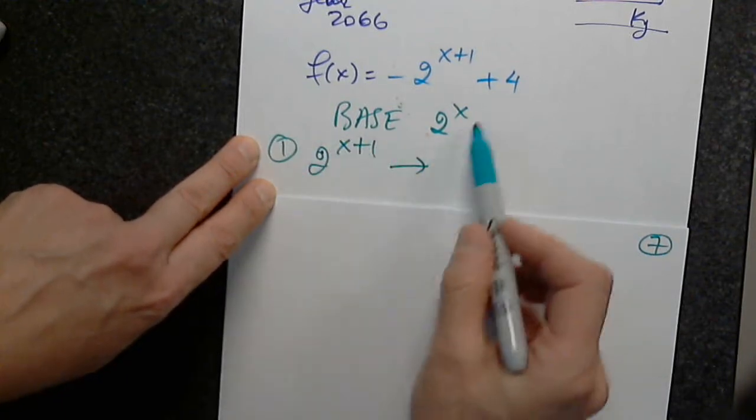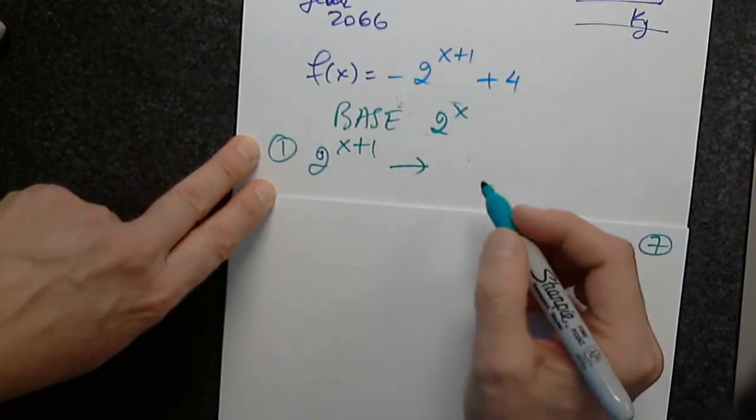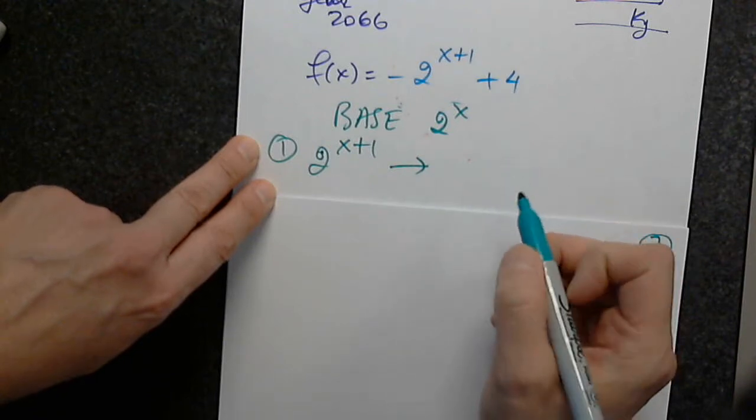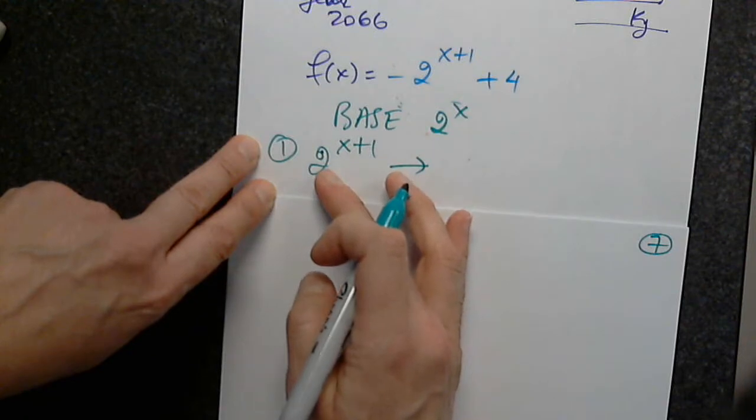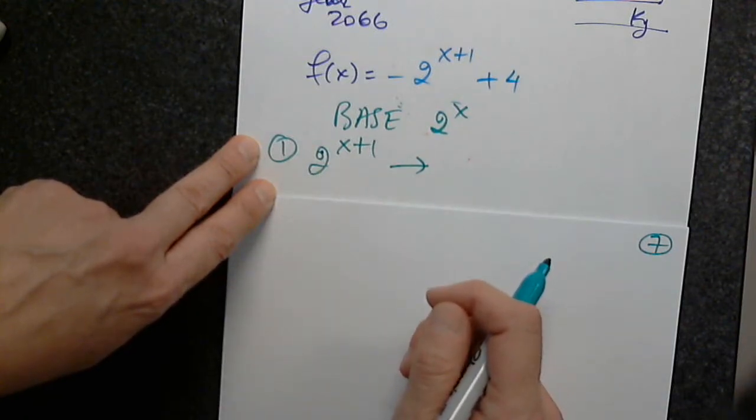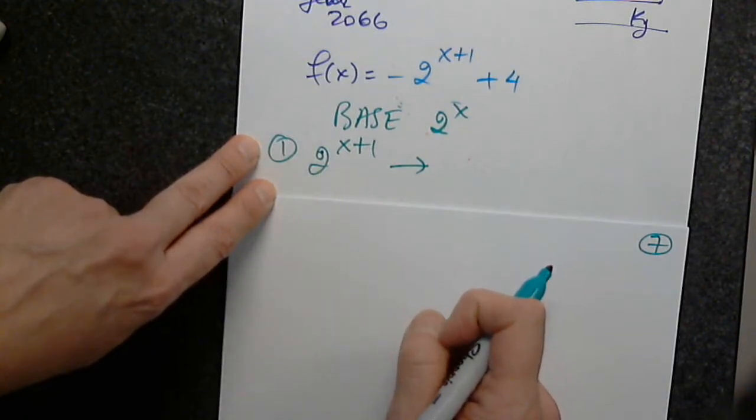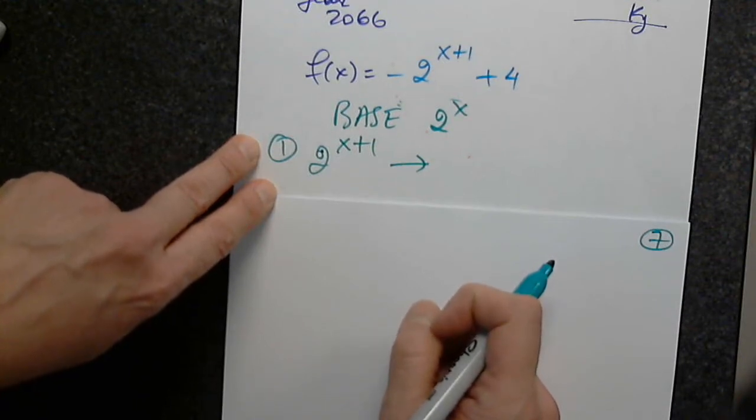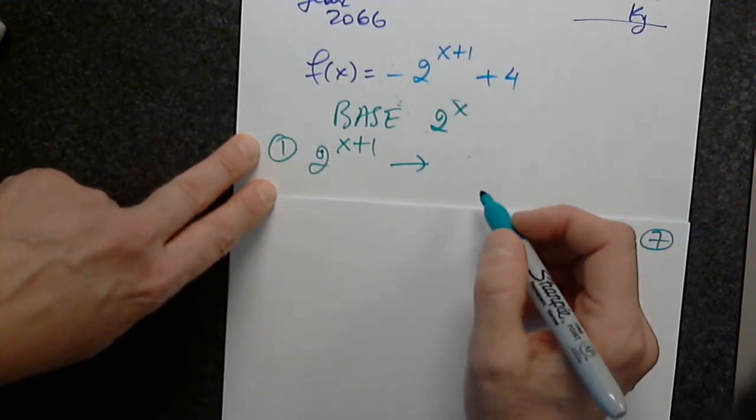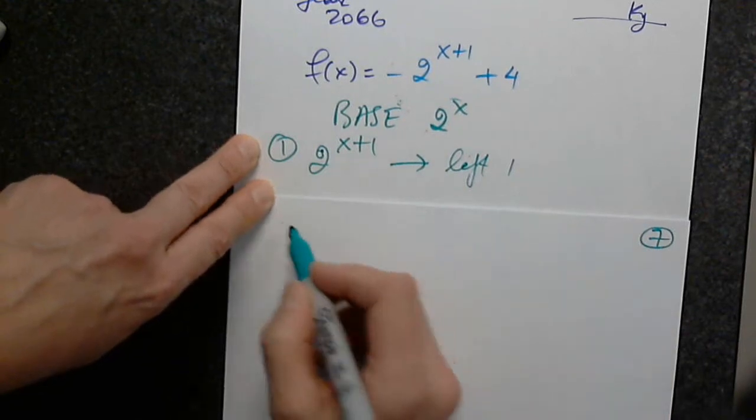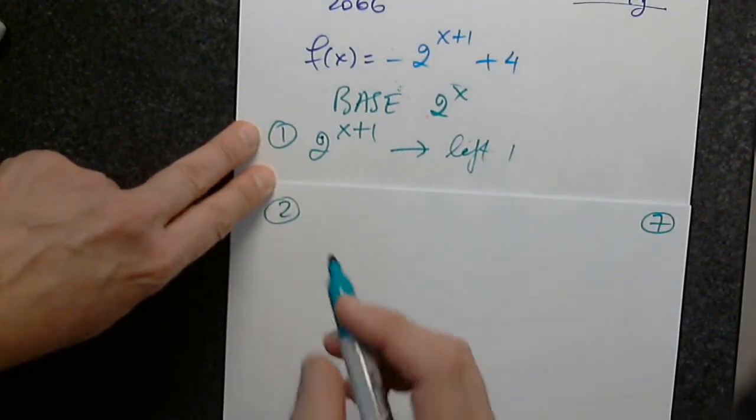What does this do to the base function? What is the difference? What did I change? You're increasing x. I changed x into x plus 1. What happens every time I change x into x plus 1 for any function? Exactly. The left. Left one. Next transformation, please.